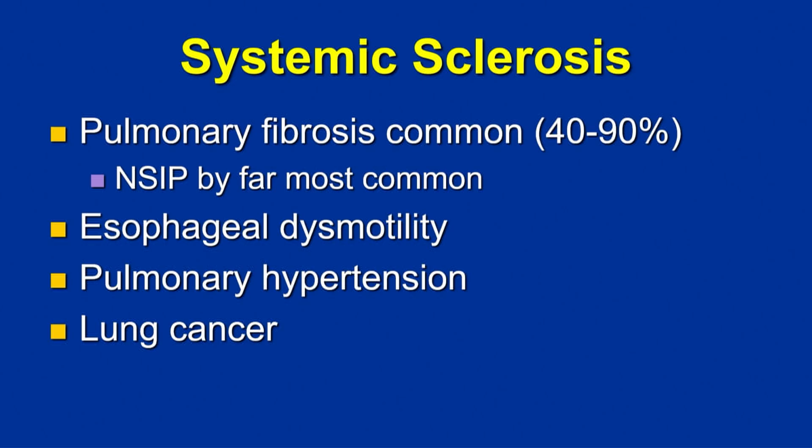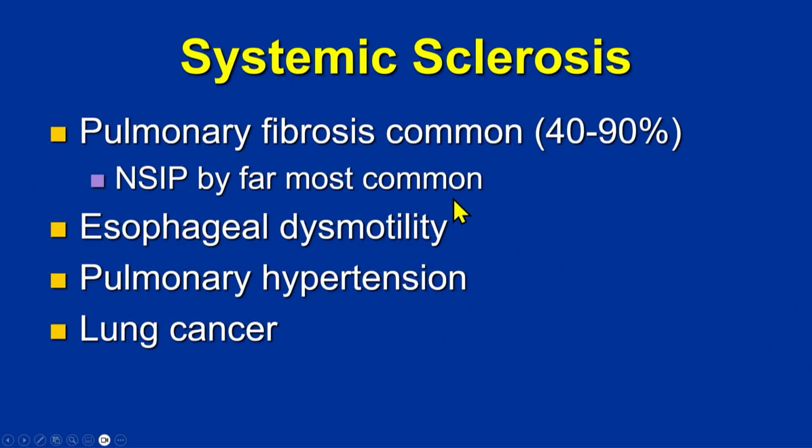So systemic sclerosis, when you get it, it's going to be NSIP almost always, at least in my clinical practice. I do see some UIP as well in a minority of patients. And the prevalence of systemic sclerosis having ILD is very variable depending on what paper you read. Some people say as high as 90%. I think that's probably a little bit high, but it's quite common in this setting.